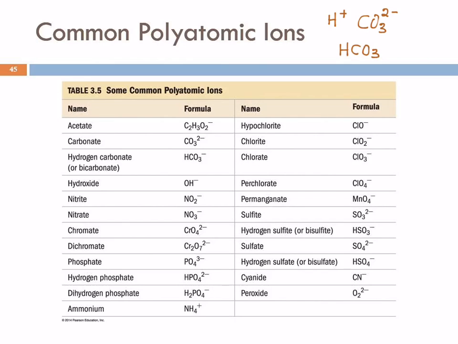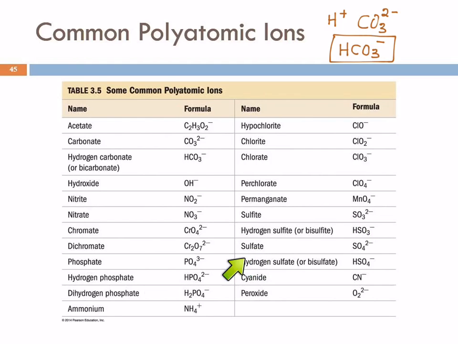-2, that's going to add up to what? -1. So this is hydrogen carbonate. The reason the charge is 1 less than carbonate is because it's got a hydrogen ion on it. And the same thing happens with sulfite and hydrogen sulfite. You add the hydrogen and the charge gets closer to 0.